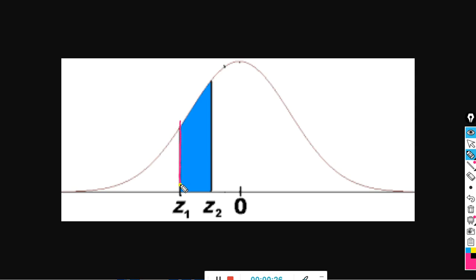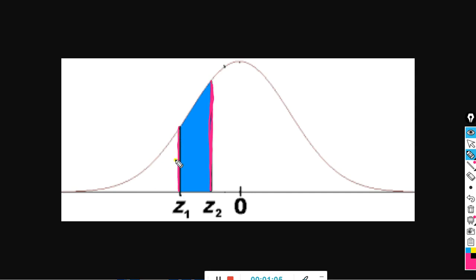And when you look up, say, this z-score right here, it will give you the area under the curve to the left of that z-score, okay? And then when you look up the other z-score right here, again, that will give you the area under the curve to the left of that z-score. So what you want to do is take the value for the z-score for the first one and subtract the value for the second one.